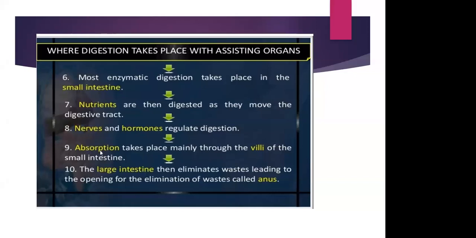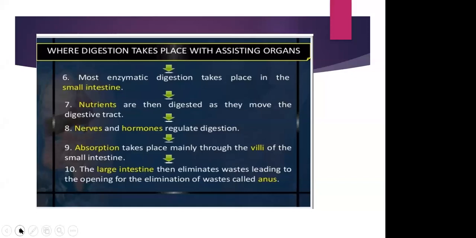And then absorption will take place mainly through the villi of the small intestine. So the small intestine has small finger-like projections, those are called villi. With the help of the circulatory system, they can absorb the nutrients. After that, the large intestine eliminates waste, leading to the opening for the elimination of waste called the anus. So this is the simple flow chart which explains the digestion process with the assisting organs.